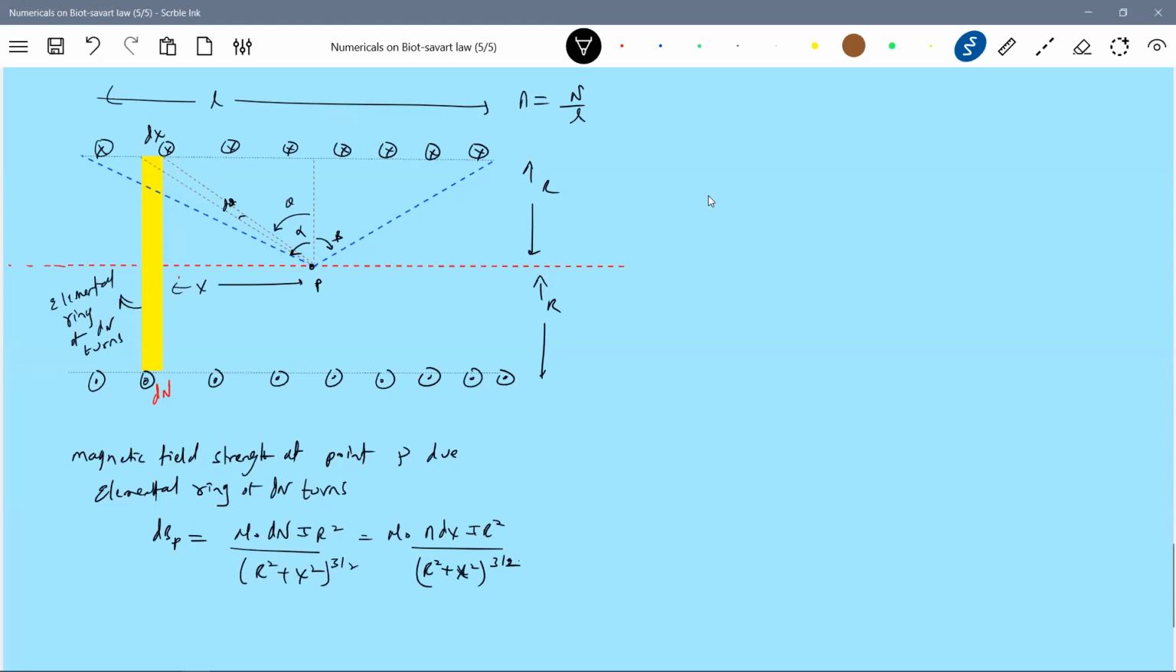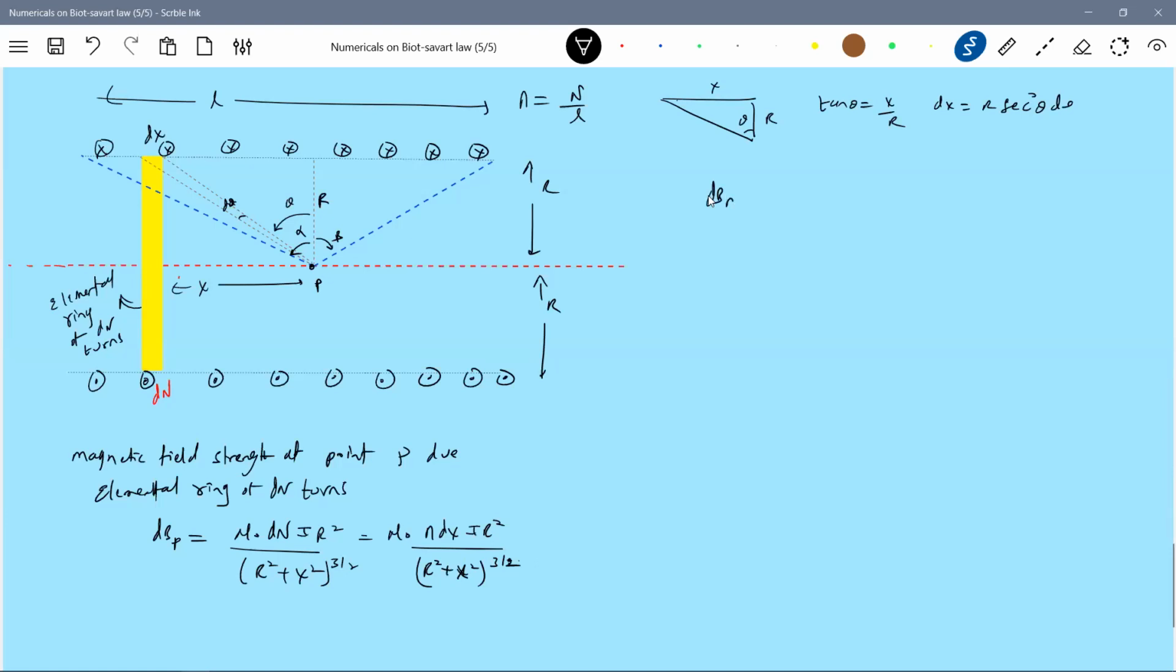So let me define a few terms. Tan theta we define as x by r. Anything you find difficult, just bring a triangle and work it out. Tan theta, I'll write as x by r. Then we'll try to replace all the terms. So dx is r secant square theta d theta. Everything I can replace.